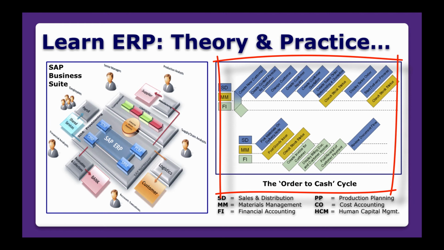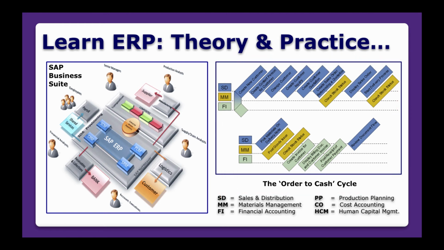We'll also look at the order to cash cycle as one example, and this happens in the sales and distribution module of the ERP system. So there are three modules in use in one particular business process here: sales and distribution, materials management, and FI, which is financial accounting.